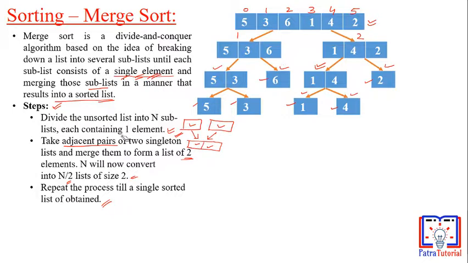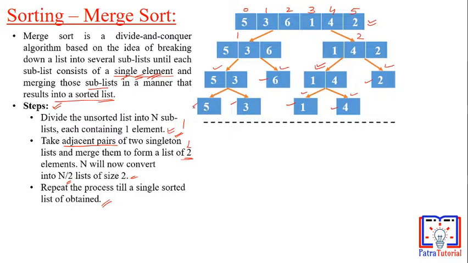Okay, so let me erase this part. Now what we have to do? Now we have to start merging the elements, or start combining the elements or sublists, into a single sorted list. Okay, so let me divide this part. So until this point we are dividing the array. Now we will start combining the elements. Now let me combine this one and this one.